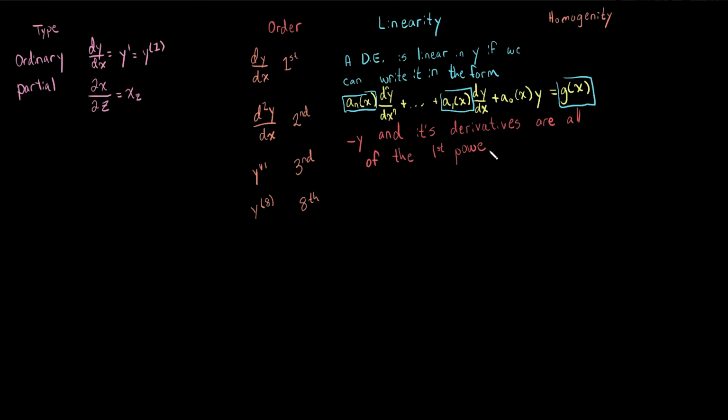Now you'll notice here that we don't have y squared, y to the 15th. We don't have dy over dx to the 3rd power. We don't have the nth derivative of y to the 8th power. These are all to the 1st power. Now that's very important when it comes to linearity, and probably one of the most important parts is that our derivatives and y are all to the 1st power.